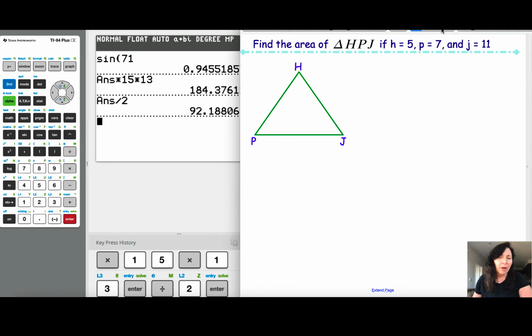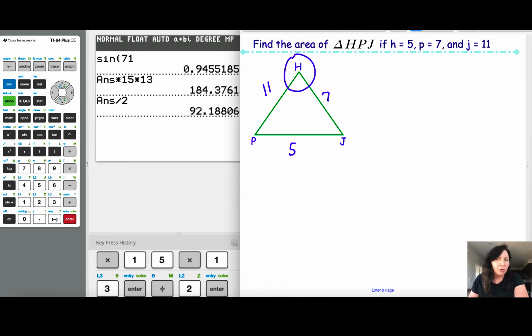For this problem, we have H, P, J. And so we know little h is 5, little p is 7, and little j is 11. So for this triangle, actually I need an angle. I have 3 sides. So if I'm going to use the sine formula, I have to have at least one angle. So I'm just going to choose H to find that angle.